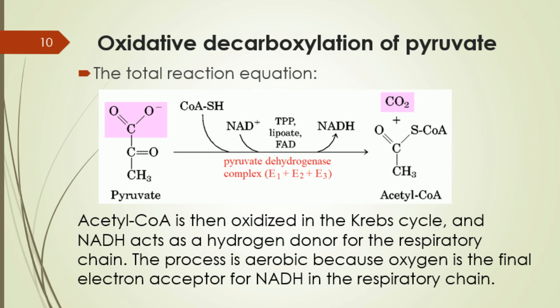Acetyl-CoA is then oxidized in the Krebs cycle, and NADH acts as a hydrogen donor for the respiratory chain. The process is aerobic because oxygen is the final electron acceptor for NADH in the respiratory chain. Remember that the formation of acetyl-CoA from pyruvate is an irreversible stage in human and animal cell metabolism. The inability to convert acetyl-CoA into pyruvate explains the inability of the animal body to synthesize glucose from acetyl-CoA and fatty acid oxidation products.